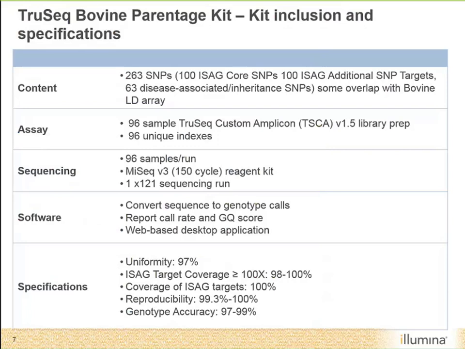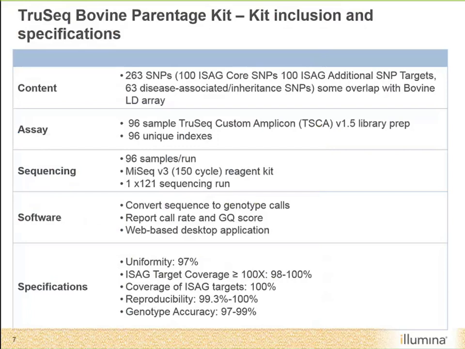Some of the specifications for our TruSeq Bovine Parentage panel are listed here. The content is comprised of 263 SNPs. 200 of them are variant targets associated with parentage assessment. These are all ISAG, or International Society of Animal Genomics, targets, SNPs that have been identified. The rest of the SNPs within the panel are variant targets associated with genetic disorders and diseases, like congenital muscular dystonia, cardiomyopathy, hemophilia, and also variant targets associated with economically valuable traits like male fertility, meat, and milk quality.